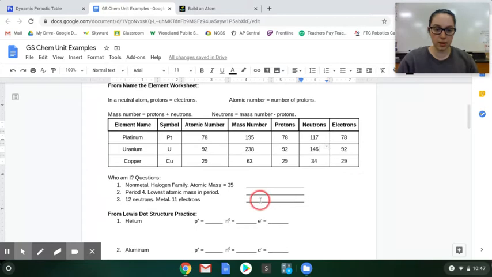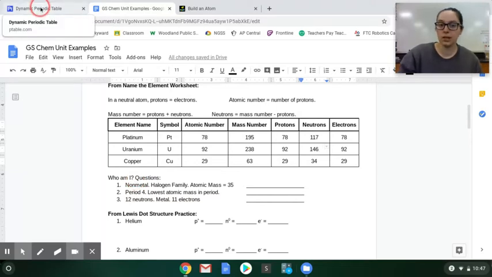The biggest problem was that most people thought that atomic mass and atomic number were the exact same thing. And it's not. Okay, we know the atomic number is our number of protons, our atomic mass is our protons and our neutrons. So we have to pay attention to which one is which. So for question number 1, it's a nonmetal. It's in the halogen family, and it has an atomic mass of 35.